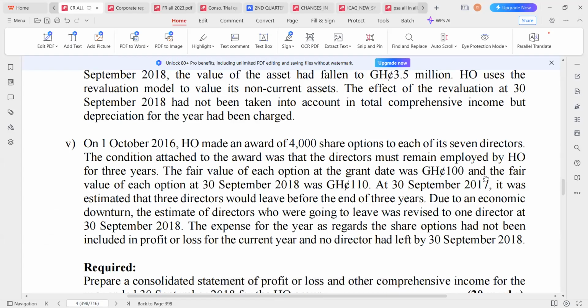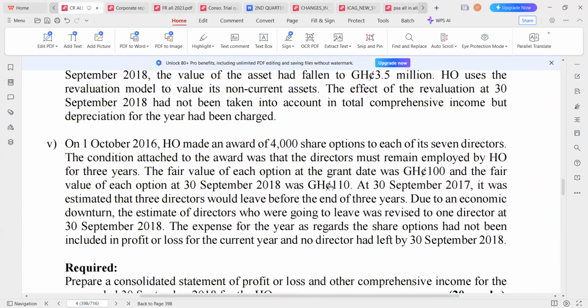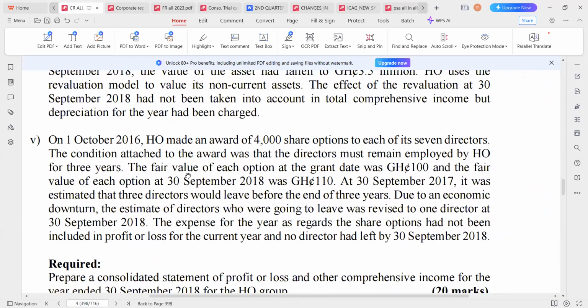You see, they gave us the fair value of the shares as of September 2018. Please, we always pick the fair value of the shares at the beginning of the contract. We call it the grant date, and then we are good to go. So on that note, I'm done scanning through this question.